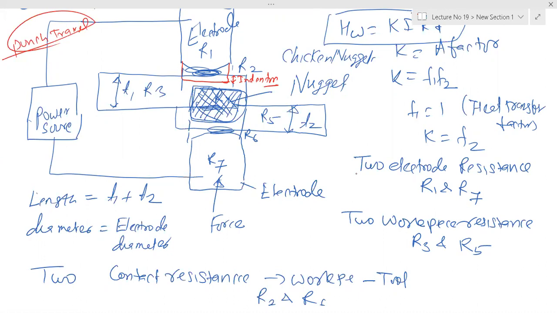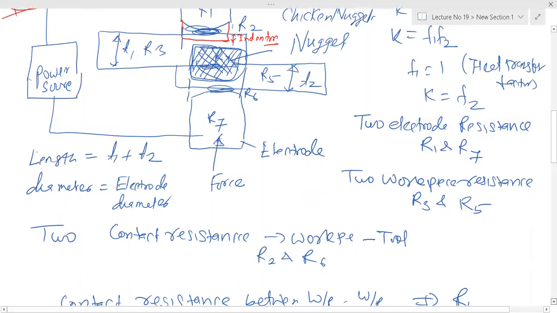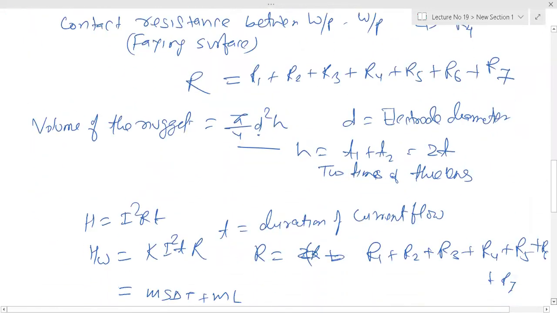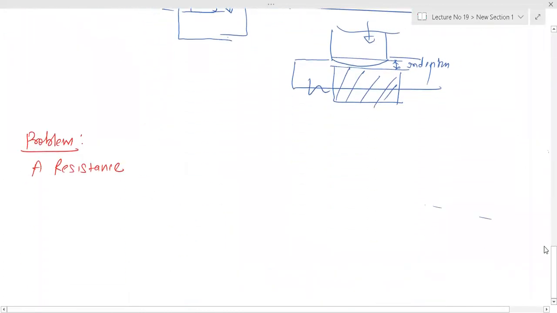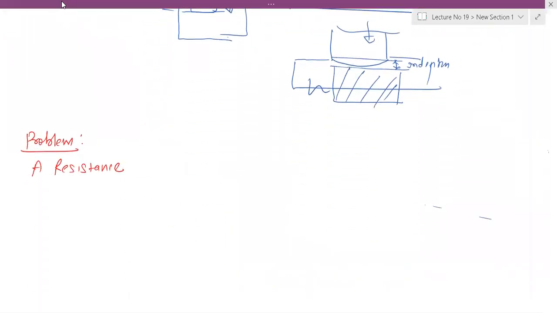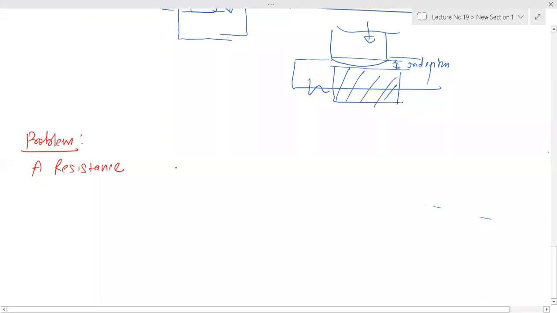Sir, is this equation applicable here? Yes, true, Ravichandran. True. Otherwise, you have to take. I have explained it to you. Fine. So, resistance spot welding operation is performed.